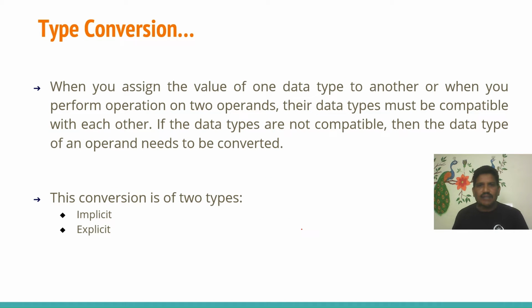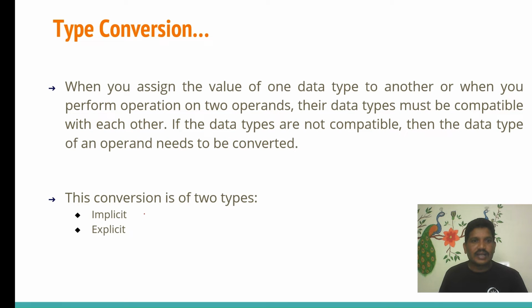When you assign a value from one data type to another, or perform an operation on two operands, the data types must be compatible. If they are incompatible data types, we need to do the conversion explicitly. Java provides two types of conversion. One is called implicit type conversion. Another one is called explicit type conversion.